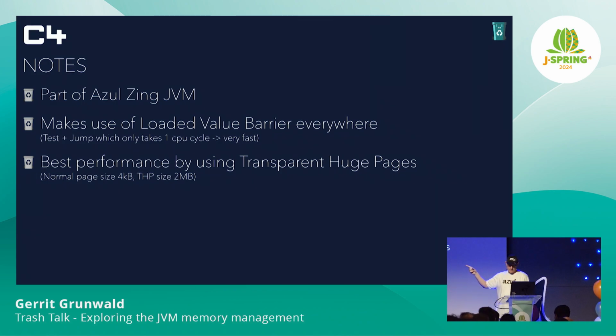This is only available in Azul Zing, which is our own JVM. It uses loaded value barriers everywhere, so that's a read barrier. And if I'm right, in ZGC, they name it colored pointers. Right? It's the same thing. So technically, no difference. And if you work on Linux, who's using Linux here in production? OK, you probably know. Transparent huge pages will help, because the region size is bound to the memory pages in the operating system. So in Linux, you can define that by using transparent huge pages and enable it, and then you have the best performance.